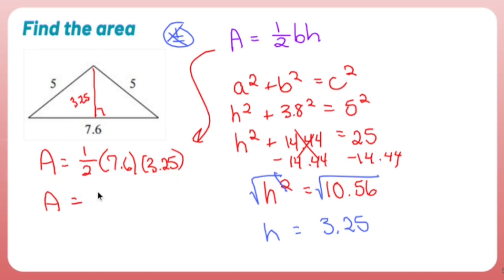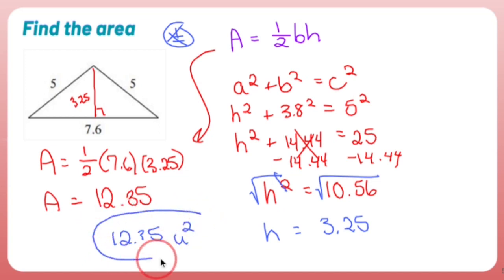And the old phone says 12.35. Most teachers would be fine with it, but I'm going to say my area is 12.35. I look up here for units. I don't have any, so I will say units squared, because whenever you're given area, you should give some type of unit, even if you're not given a unit. And when you're finding area, it's always units squared, feet squared, inches squared, whatever. Okay, but that's how we find the area using the Pythagorean theorem.